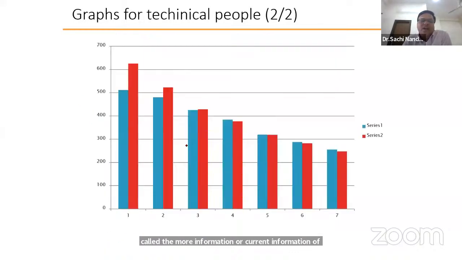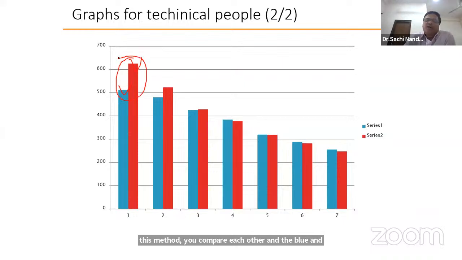Now coming to another picture. Here we can easily identify the graphic essence for technical persons. When you compare each other with this method, the blue and the red, you have to compare each other. That's why you can put them in parallel, and we can define the x-axis and y-axis.